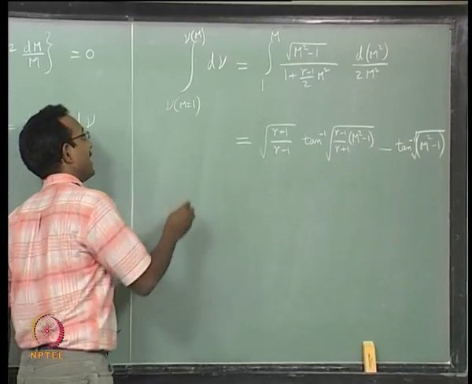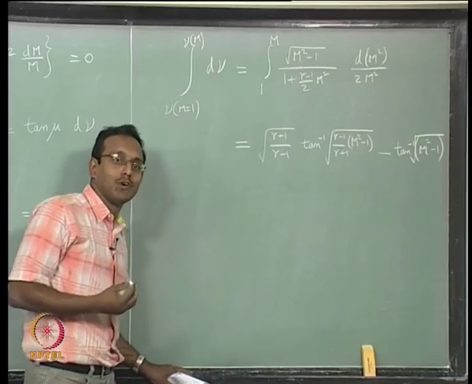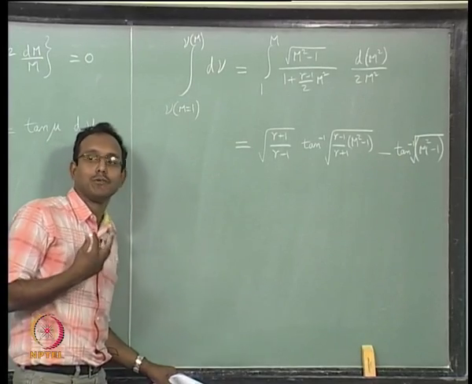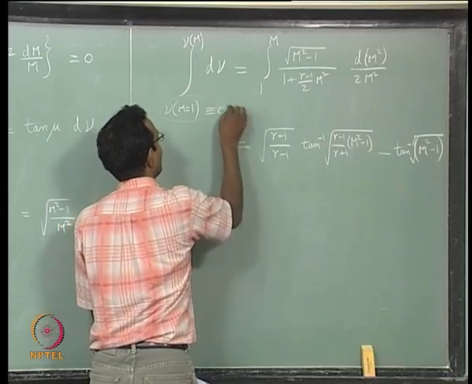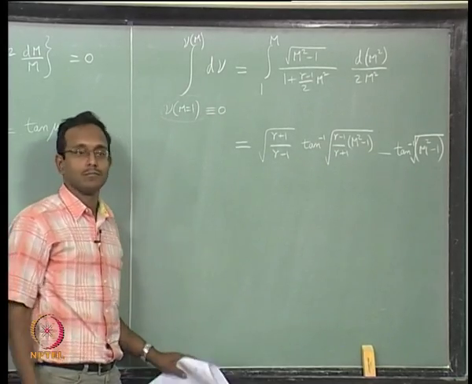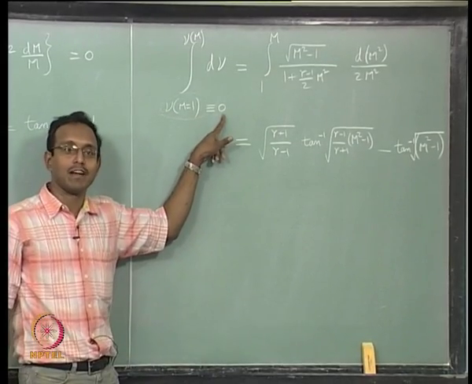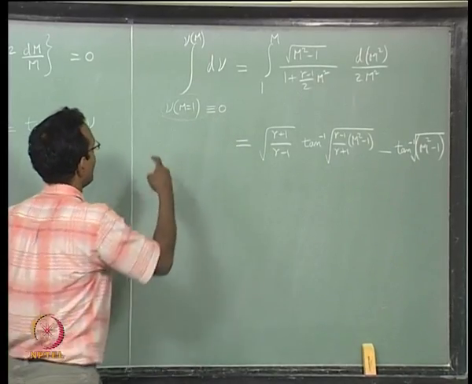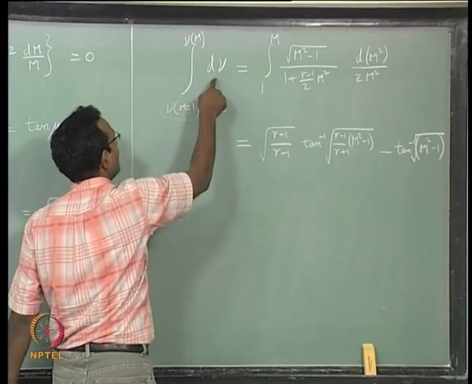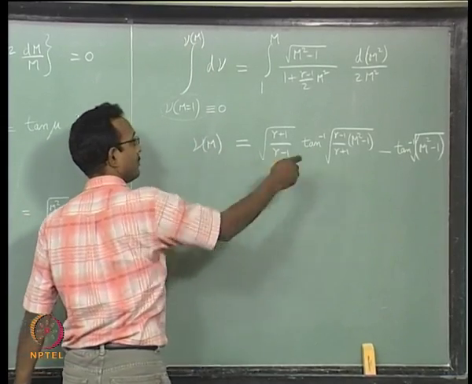One thing I have to do is I am going to start with a reference, and at the reference I am going to set my nu to be 0. I am going to say this is defined to be equal to 0. Nu at M equal to 1 is defined to be 0 for me. My Prandtl-Meyer angle at M equal to 1 is defined to be 0. Once I do that, now the remaining thing will be just nu. Nu of M is equal to this.